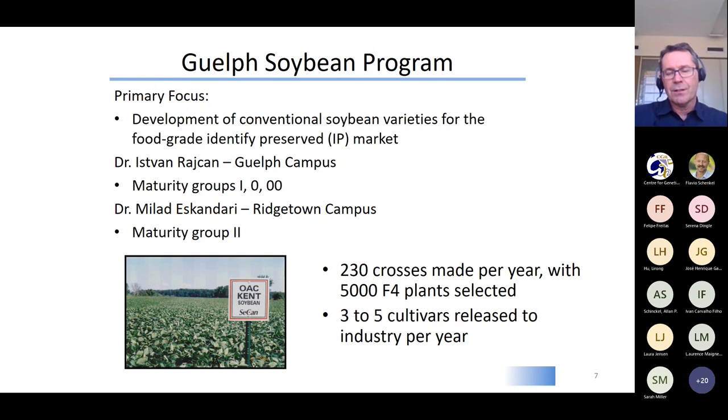And that results about 8 years later, because we have cut 2 years from the development period due to using the winter nursery in Costa Rica, in 3 to 5 cultivars being released every year to the seed industry. You may notice that throughout my talk, I will be using the terms cultivars and varieties interchangeably. They mean the same thing.